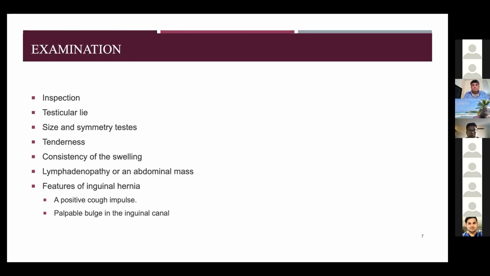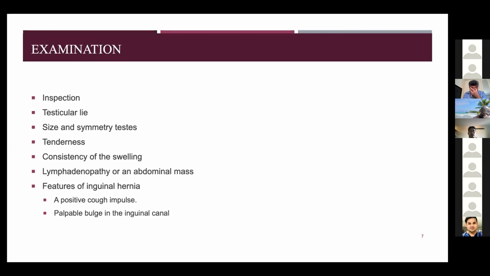If the swelling is cystic in nature or if it's fixed, painless in nature, the lymph nodes around the organ should also be palpated, and the abdomen should also be palpated for any abdominal masses, because testicular tumors usually have the tendency to metastasize to the para-aortic lymph nodes. So the lymph nodes can also be palpable, and they may also metastasize to the abdominal viscera. And any features of inguinal hernia should also be excluded through a positive cough impulse test, getting above the swelling test, and any palpable bulge in the inguinal canal.